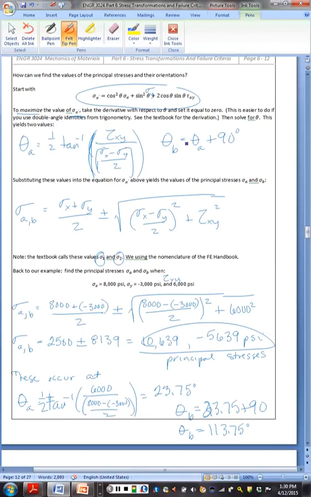The next step is to learn how to do this process graphically, and that is Mohr's circle.